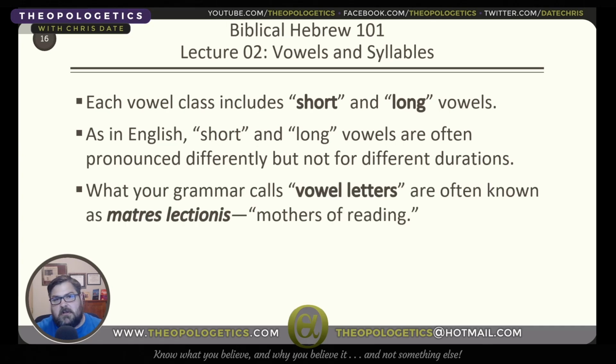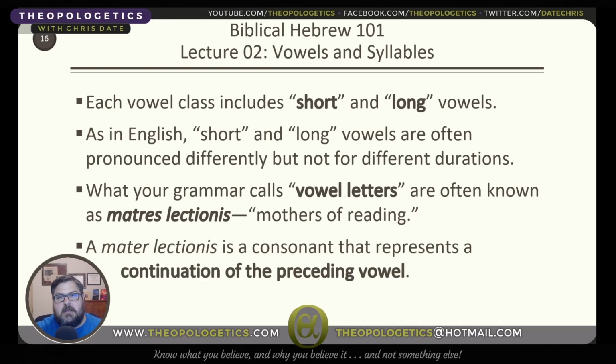What your grammar calls vowel letters are often known as matres lectionis, which means mothers of reading. And an individual mother of reading is called a mater lectionis. And a mater lectionis is a consonant that represents a continuation of the preceding vowel, or represents a vowel.